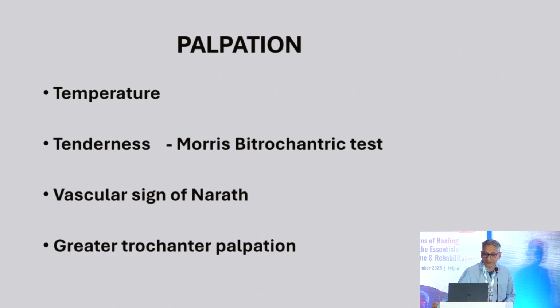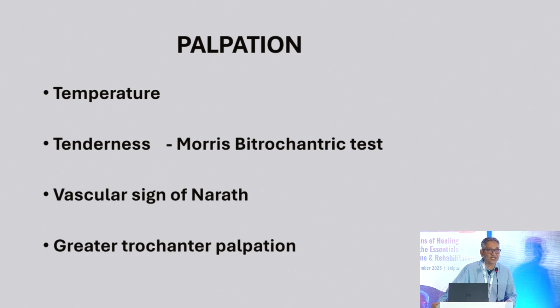Then tenderness. This is Morris bitrochanteric test for tenderness. You should give not just a simple palpation. With simple palpation, there will be pain when there is trochanteric bursitis. But you should give a thrust like this. Bitrochanterally, you give a thrust. That will be transmitted toward the joint. If the patient is having any pain in the hip joint, it will be painful. That is Morris bitrochanteric test.